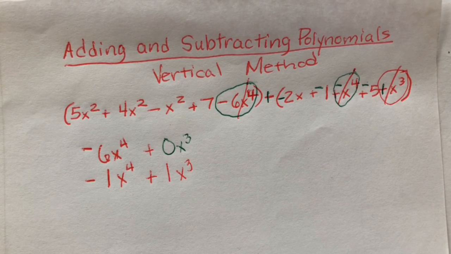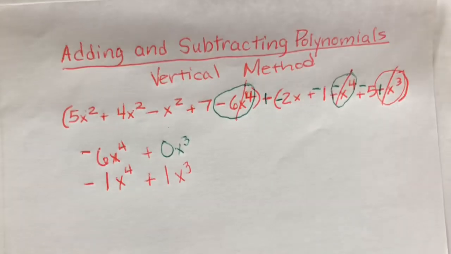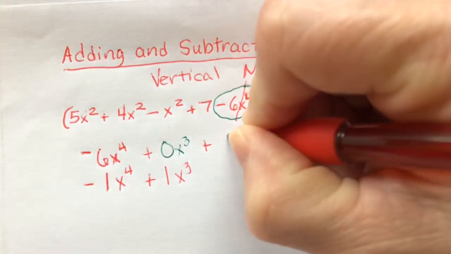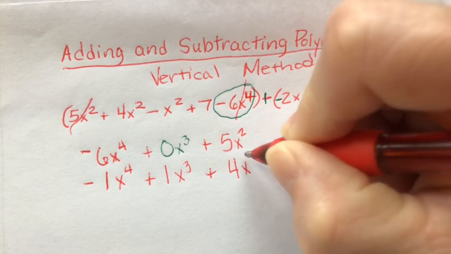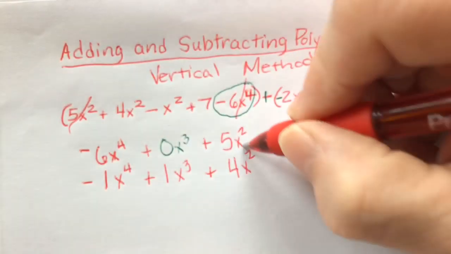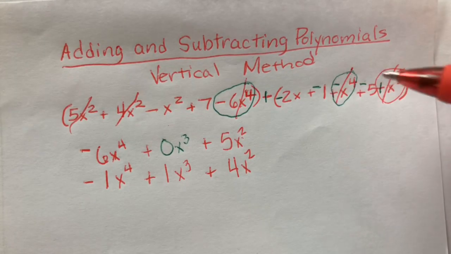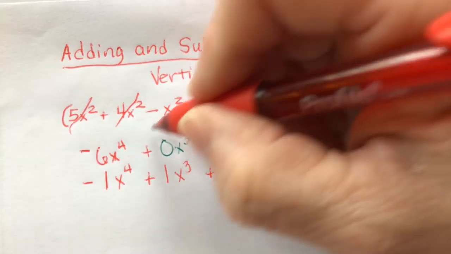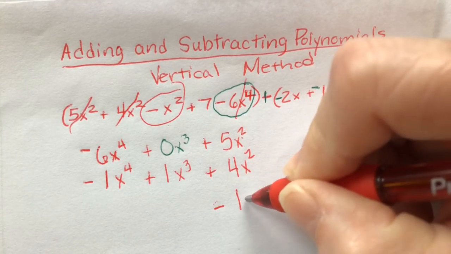Now let's go to our next highest degree, which would be the x squared. So I have a 5x squared and I have a 4x squared, so I can put that here. If I wanted to, I could have just put 9x squared here, or I can put them all in a column. And I don't have any more x squared here. Oh wait, there's one more x squared, minus 1x squared. So I'm going to put that down here, minus 1x squared.